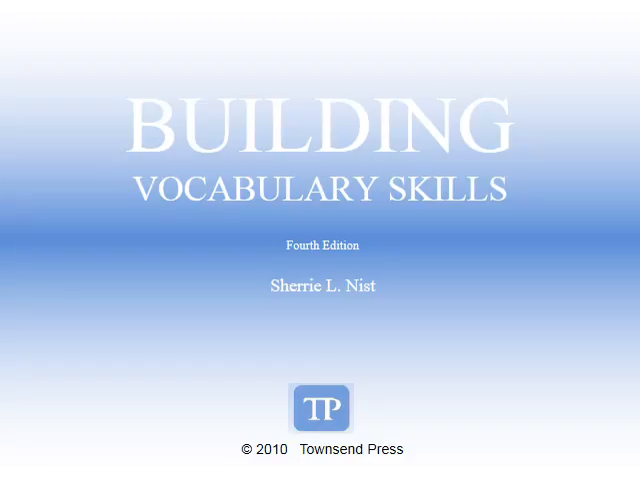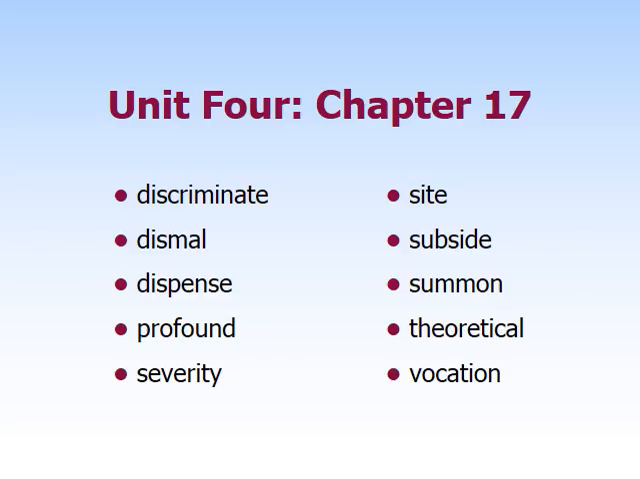Okay, so this is for Chapter 17 of Building Vocabulary Skills. If you want to follow along, we're on page 102. So let's take a look at the words here, and you can take a guess at the parts of speech as I read them out. So first one is discriminate, then dismal, dispense, profound, severity, cite, subside, summon, theatrical, and vocation.